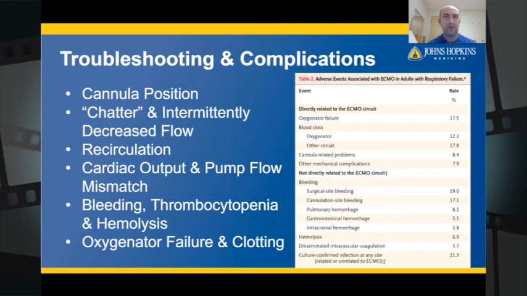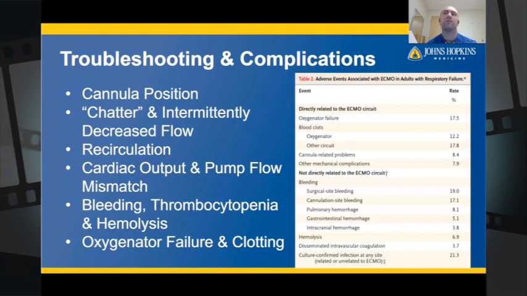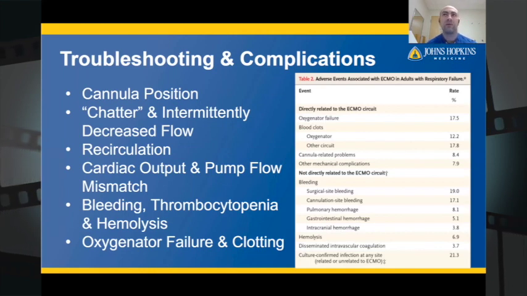flow. If your flow is limited compared to your cardiac output, you will only oxygenate a portion of your flow. This is sometimes referred to as an intrapulmonary shunt. The strategy to fix this is to increase pump flow as much as possible, or to reduce cardiac output if appropriate. Finally, some of the most common things are thrombocytopenia and hemolysis, which can be problematic.